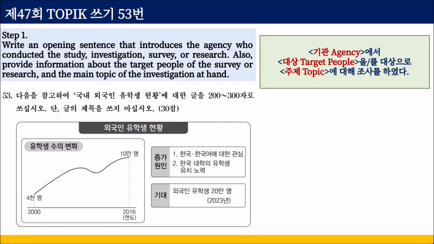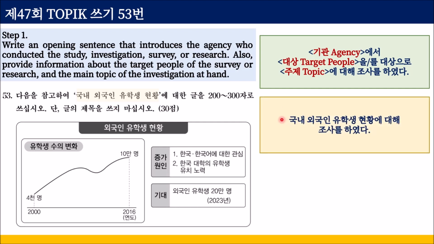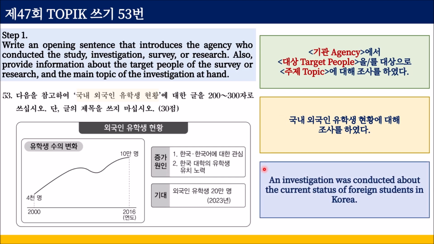Now in this problem, we don't have any agency that is in the problem or the 기관. We also don't have any target people or the 대상. So we will immediately start with the topic. The topic is this one. 국내 외국인 유학생 현황. So we can construct the first opening sentence like this. 국내 외국인 유학생 현황에 대해 조사를 하였다. In English, it means an investigation was conducted about the current status of foreign students in Korea. That will be your first sentence.